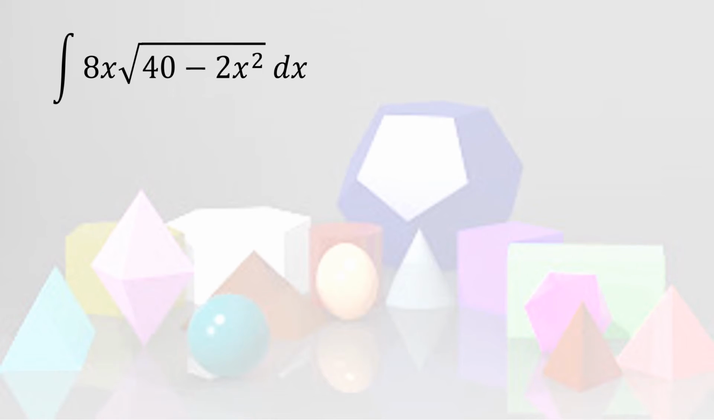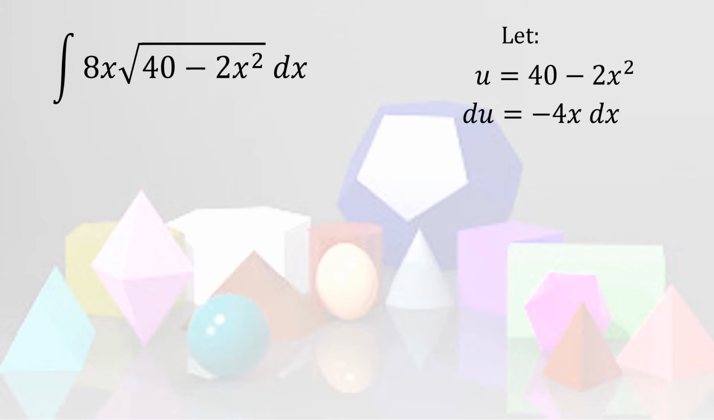So let us have another one. Let us find the antiderivative of 8x times the square root of 40 minus 2x squared dx. The first thing we need to do here is to let u be equal to 40 minus 2x squared. And then we get the derivative of u, which is du equals negative 4x dx. Then to solve for dx, we are going to divide both sides by negative 4x. So dx equals du over negative 4x.